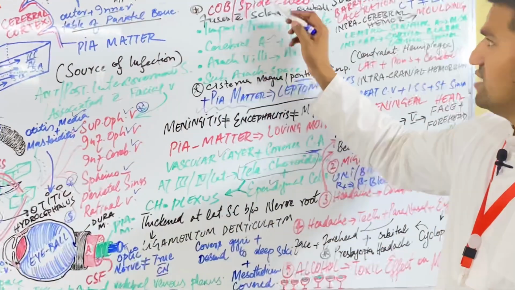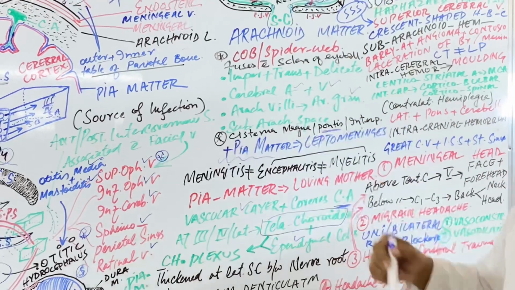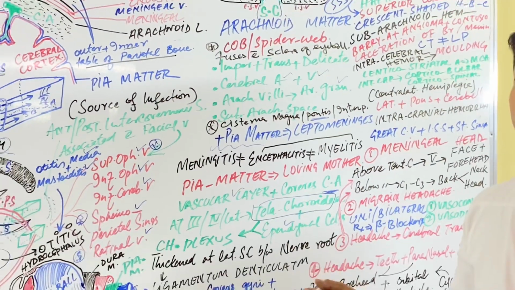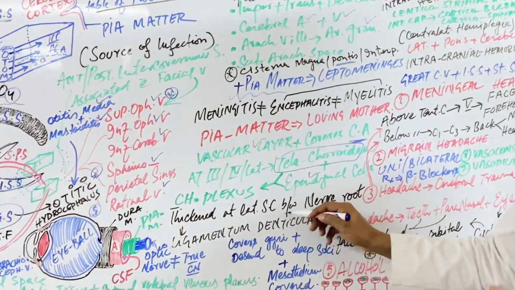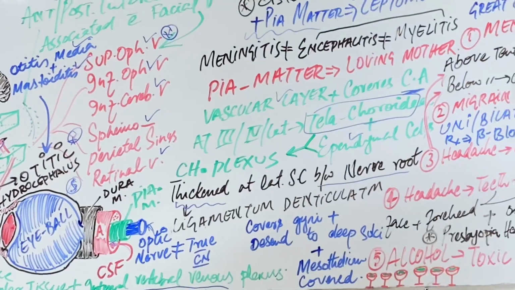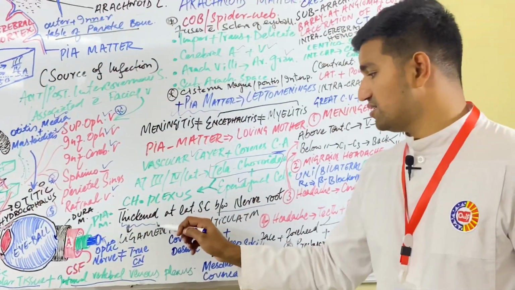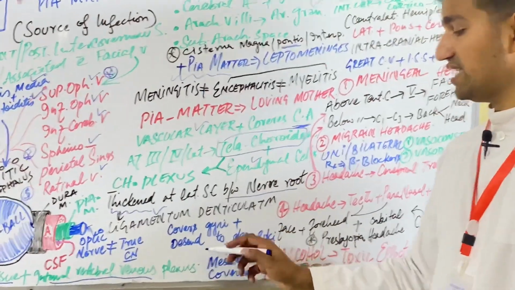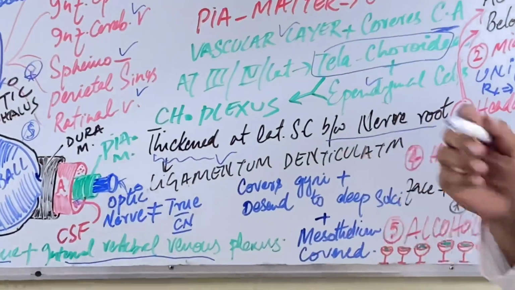And as pia mater covers the spinal cord, at the lateral side of the spinal cord it becomes thickened between the nerve roots. Due to this thickening of the pia mater on the lateral side between the nerve roots, the ligamentum denticulatum is made, and pia mater also covers the gyri and descends into the deep sulci.